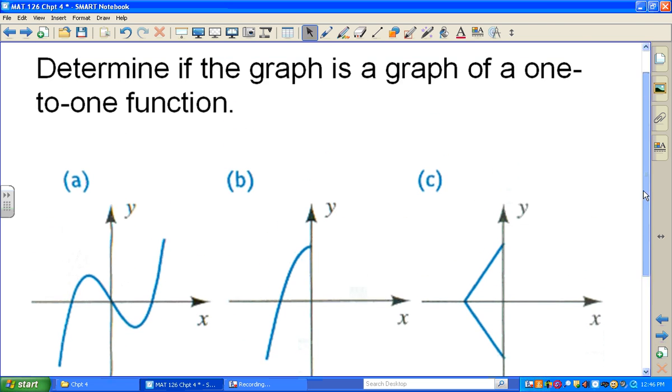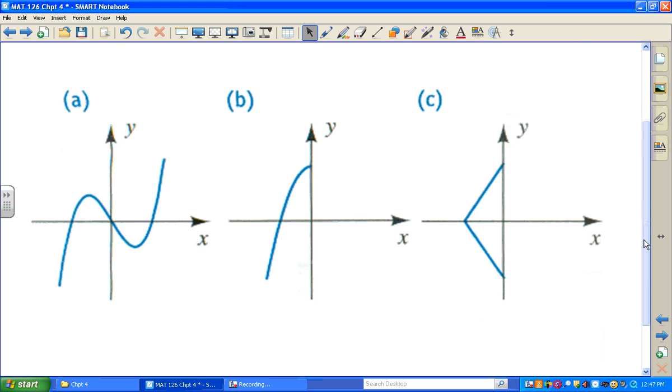In this one is graph A. You don't need to write this down. Is graph A 1 to 1? No, it's not. It is x cubed, and it is not 1 to 1 because it doesn't pass the horizontal line test. What about B? Yes, it does pass the horizontal line test. I said you don't have to write it down.